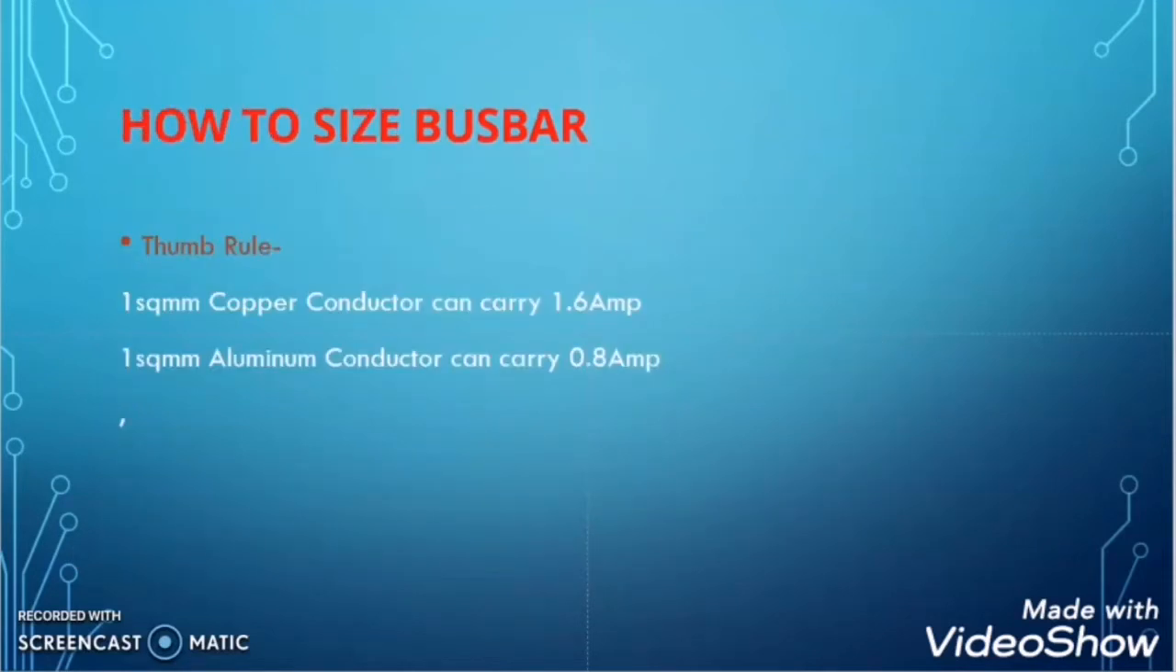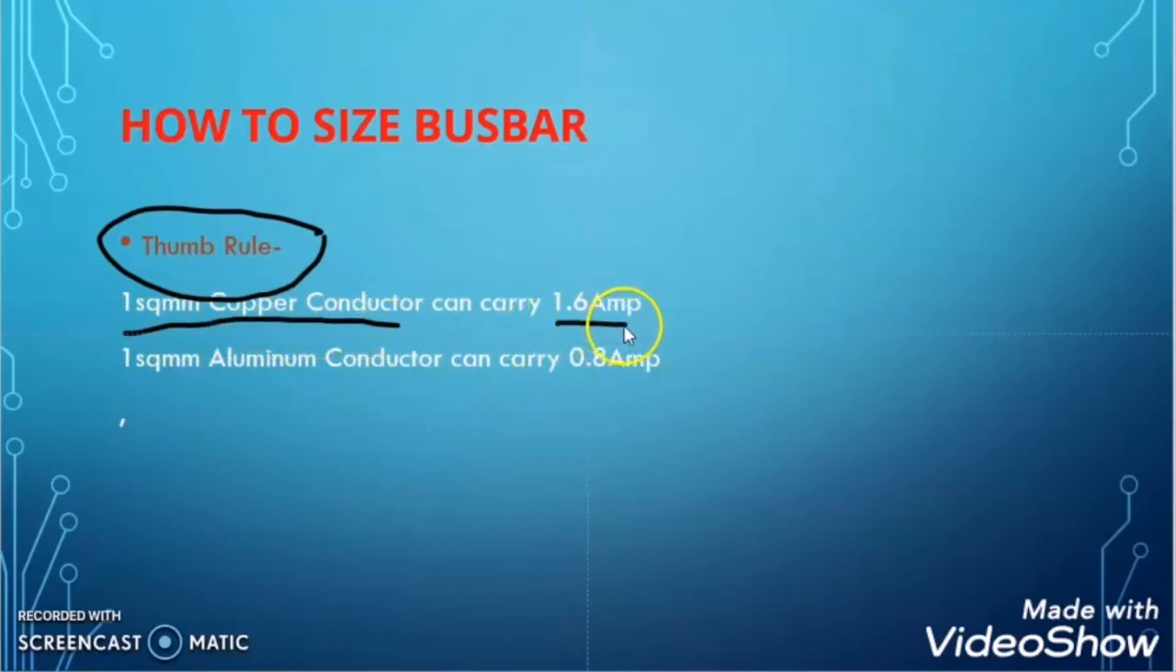So far we understood what a bus bar is, what its importance is, and where we are using it. Now let us calculate the actual size of the bus bar, which is our original topic. To size any bus bar, we have to remember the thumb rule. What is that thumb rule? That 1 square mm of copper conductor can carry 1.6 ampere of current, and 1 square mm of aluminium conductor can carry 0.8 ampere of current.